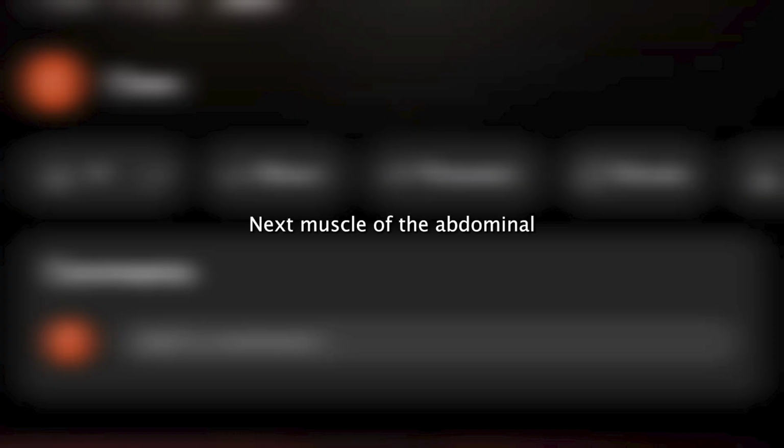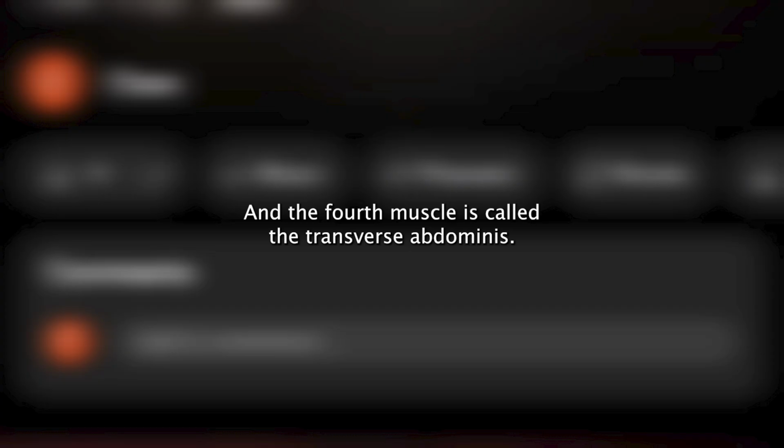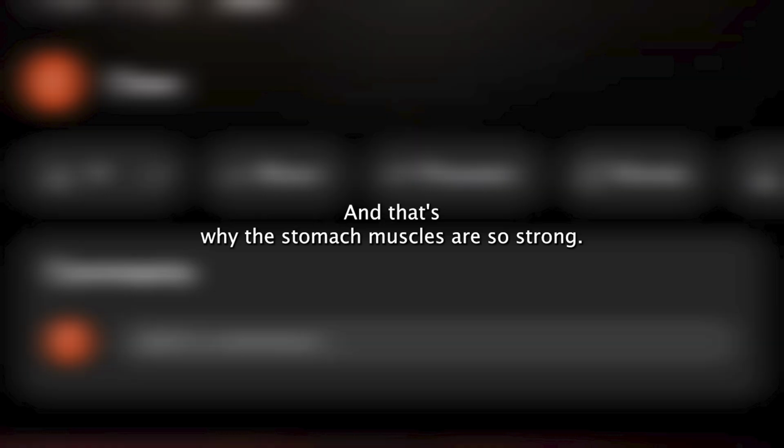The next muscle of the abdominal wall is the internal oblique. And it goes the opposite way. It goes like this. And the fourth muscle is called the transverse abdominis. And it goes transversely. So look what I've created here. I've created a grid of collagen in 4 different directions, and that's why the stomach muscles are so strong. And that's why they can protect your internal viscera.